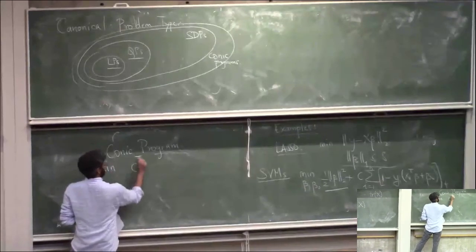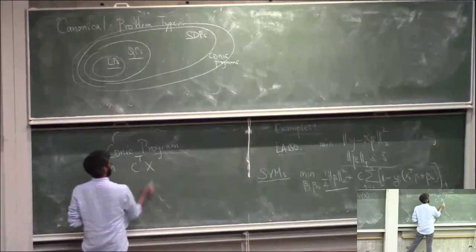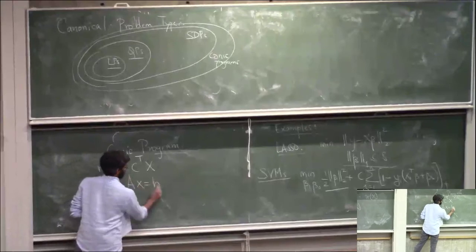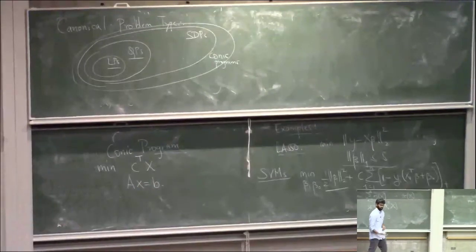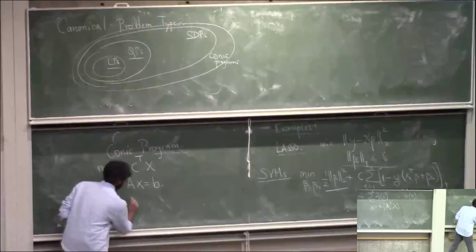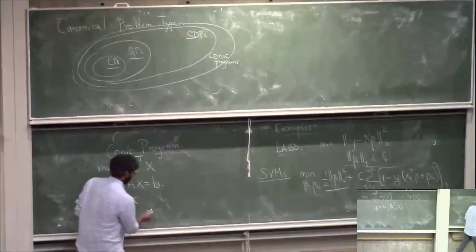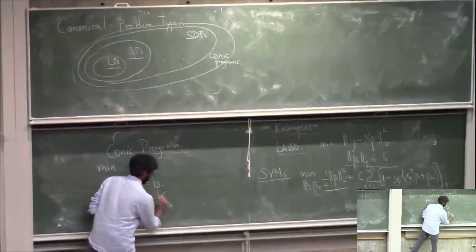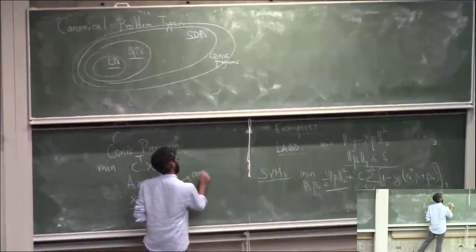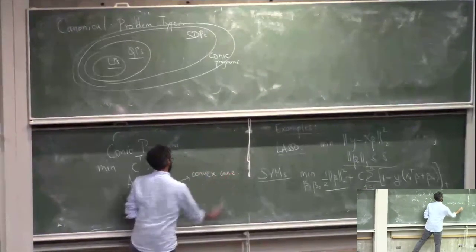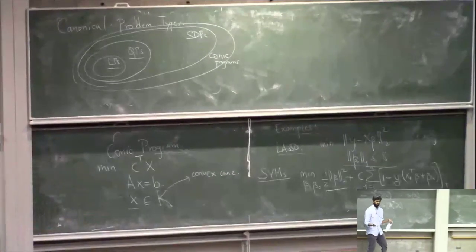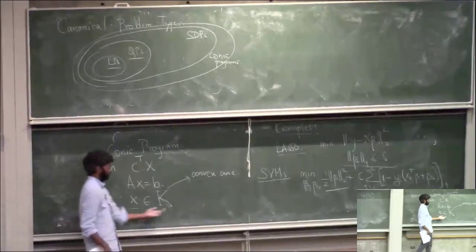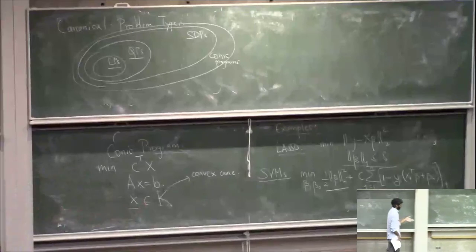You think about saying, I want to minimize c transpose x subject to some linear constraints on x. And the inequality constraints are phrased in terms of a cone. That is to say, I want this matrix X to belong to some cone K, where K is a convex cone. So this is called a conic program. You have a linear objective, linear constraints, but the constraint on the variable is that it should belong to some cone K. And now you can think about how do I get SDPs out of this.